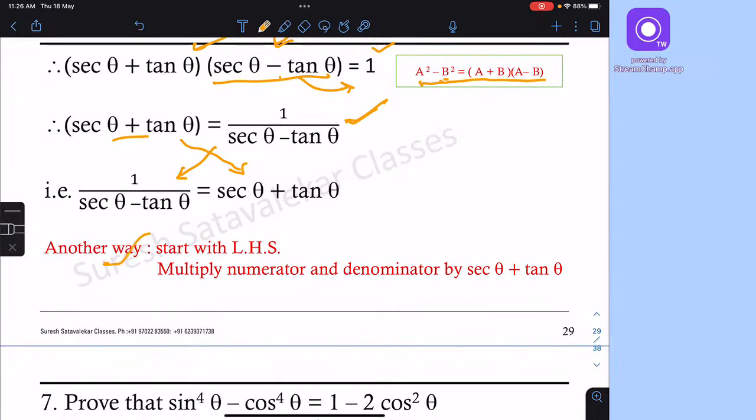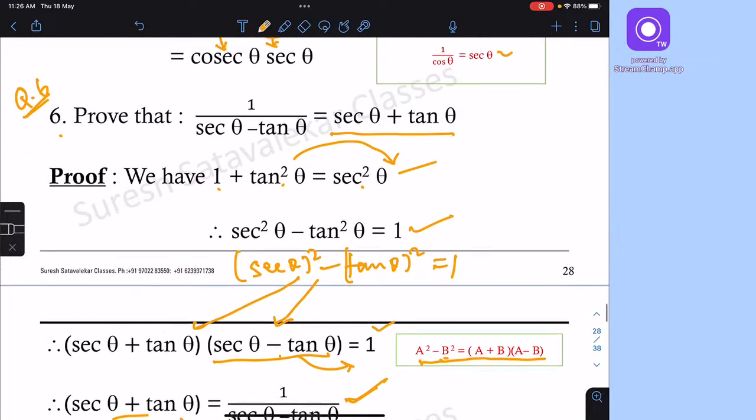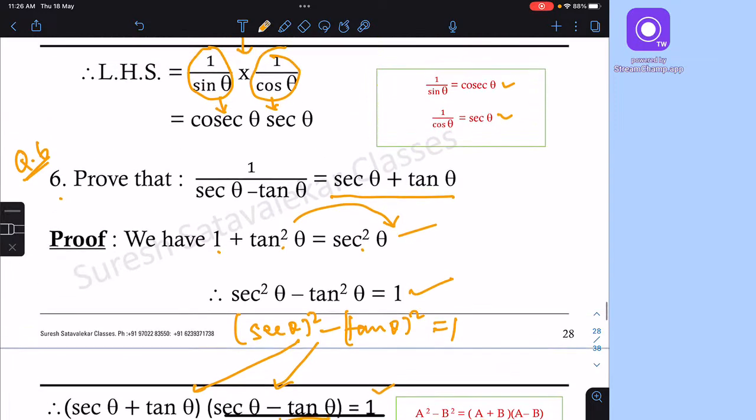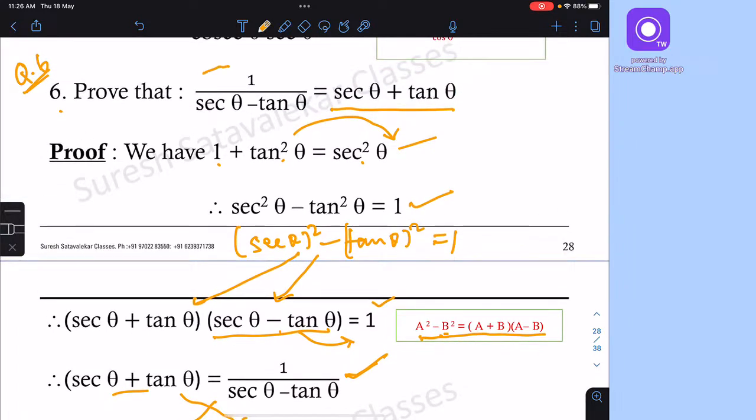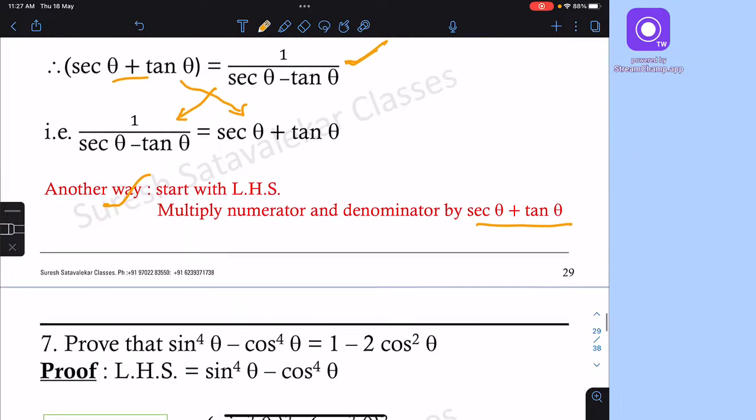Another way of doing this is to start with LHS, multiply numerator and denominator by sec theta plus tan theta. Now here you will see that if you start with LHS, that is 1 upon sec theta minus tan theta, you multiply numerator and denominator by sec theta plus tan theta. The numerator will remain sec theta plus tan theta, which you want, and the denominator will become sec theta minus tan theta multiplied by sec theta plus tan theta, which is a minus b, a plus b. That is a square minus b square, sec square theta minus tan square theta, which is 1. So we are getting the right hand side. That is what is written here.